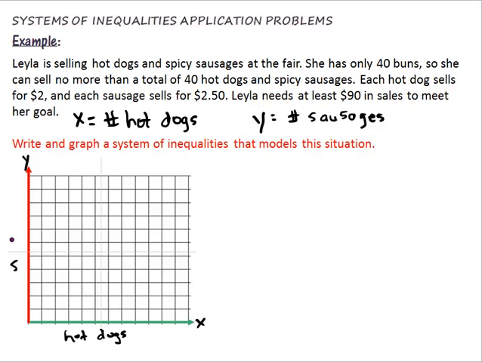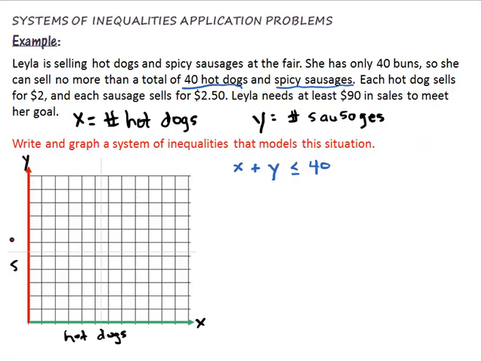Okay? Since she only has 40 buns, if I add the number of hot dogs and spicy sausages together, which would be X plus Y, the max she could have would be 40. So she could sell less than that, but the most she could sell was 40. So at most it would be 40. So X plus Y is less than or equal to 40.